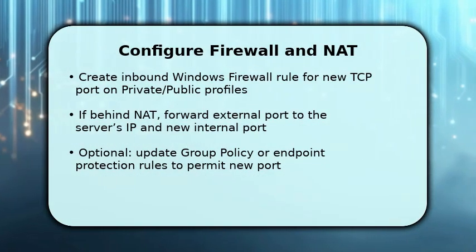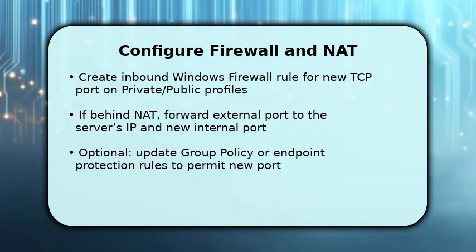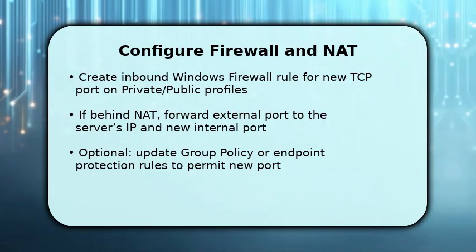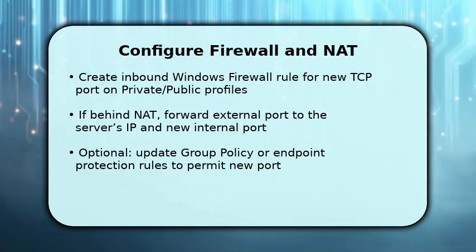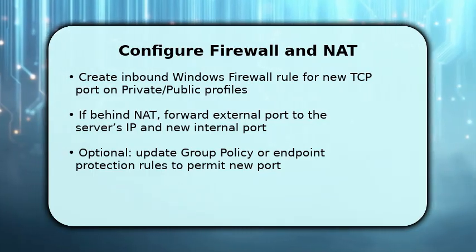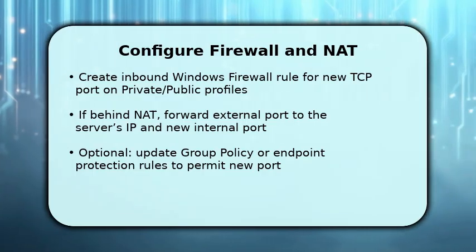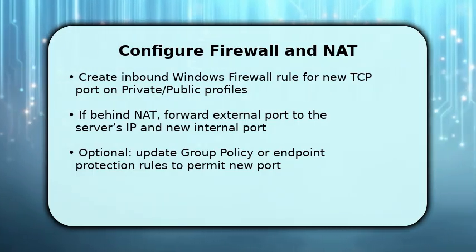Next, you must open the new port in the firewall so connections reach the machine. Create a new inbound Windows firewall rule allowing TCP on the exact port for the profiles you use. Include the server's IP if you want to tighten scope. If the host is behind a router, add a NAT/port forward entry from the external port to the server's LAN IP and the new port.